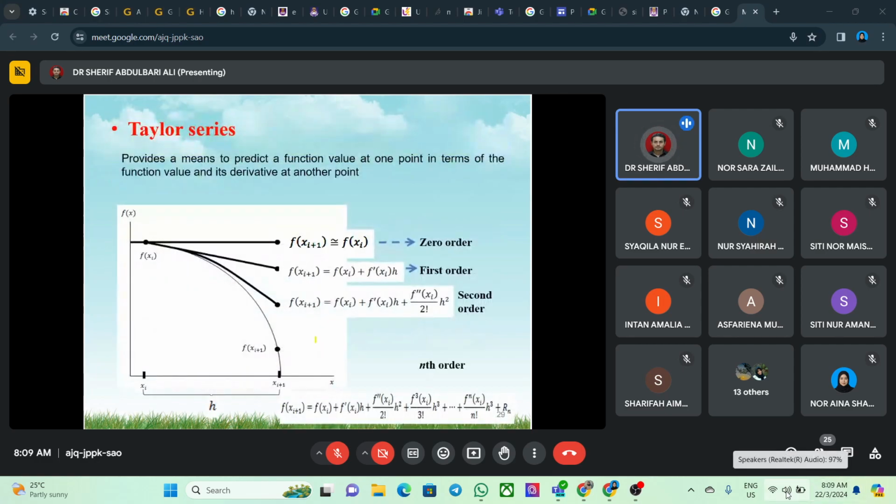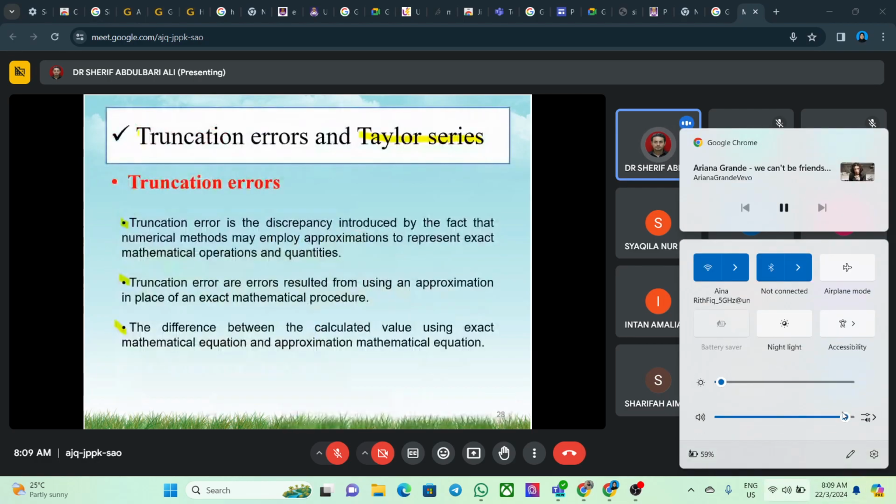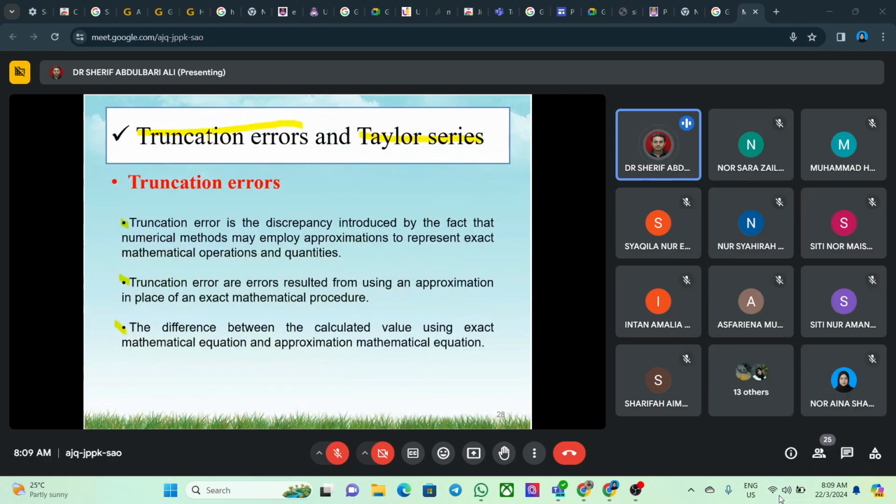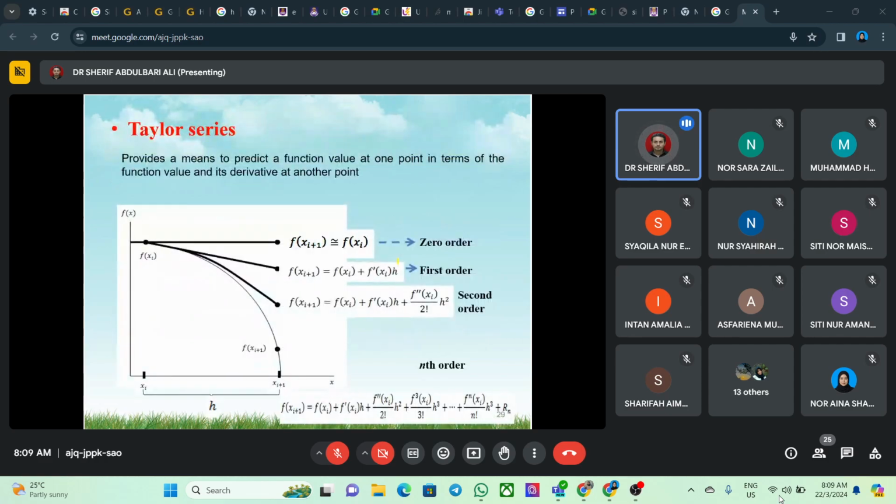So what actually is the Taylor series? Here we are talking about the truncation error and the Taylor series. So what's the relation between the truncation error and the Taylor series? The Taylor series is a tool, or a means, that is going to help us predict a function value at one point in terms of the function and its derivative.